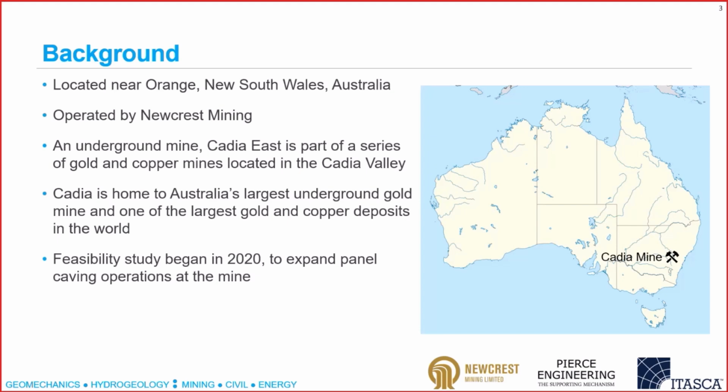So starting out with some background on the mine. The Cadia East mine is located near Orange in New South Wales, Australia, and this is operated by Newcrest Mining. This is an underground mine. Cadia East is part of a series of gold and copper mines located throughout the Cadia Valley, and it's home to Australia's largest underground gold mine and one of the largest gold and copper deposits in the world.